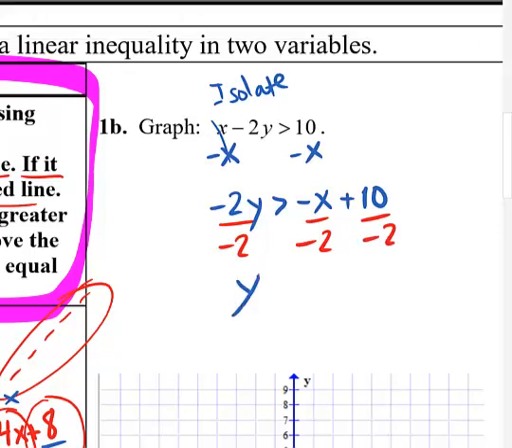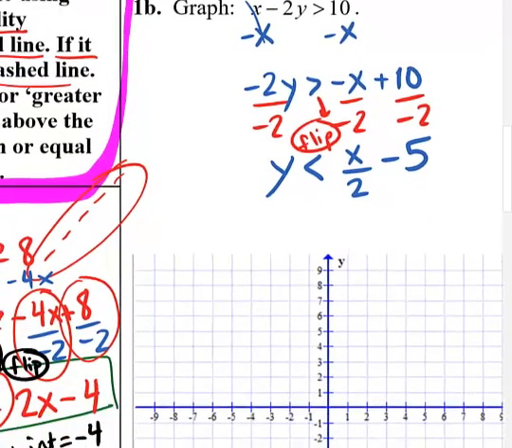But like we said before, now I divided both sides by a negative number. I need to flip the inequality. I started out as a greater than, but it becomes a less than. So I gotta flip this. Now it's y less than. So it's a negative x divided by a negative 2. That's a positive x over 2. And then positive 10 divided by negative 2 is negative 5.